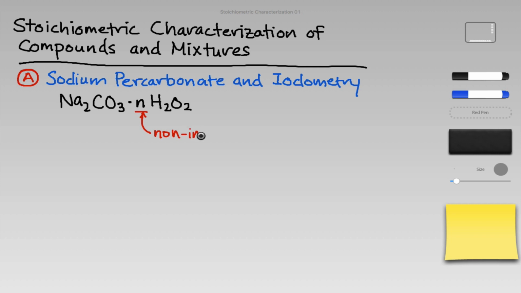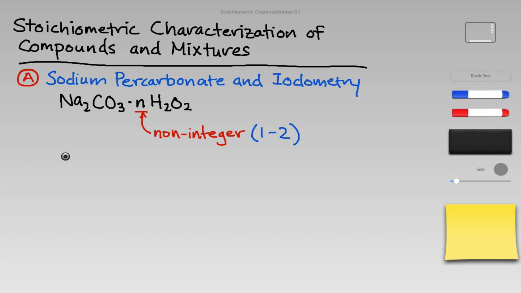In fact, the value of n depends on how the sodium percarbonate was prepared and its age and some other factors. And so we're not really going to have a firm known value here for the number of H2O2 molecules per sodium carbonate molecule. However, what we can say just to ballpark it is that this should be somewhere in the range of 1 to 2 H2O2 molecules per sodium carbonate molecule with a little bit of wiggle room above and below. So our goal in this part of the experiment is to determine this value of n.